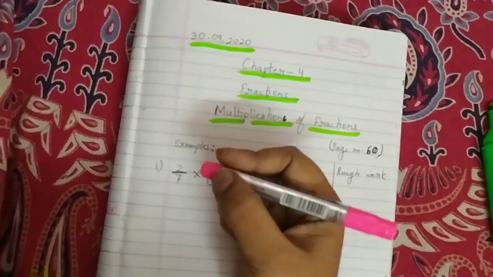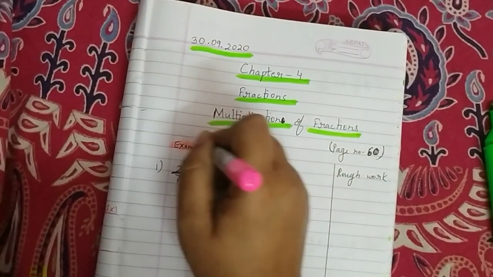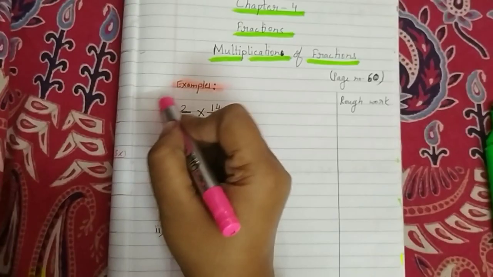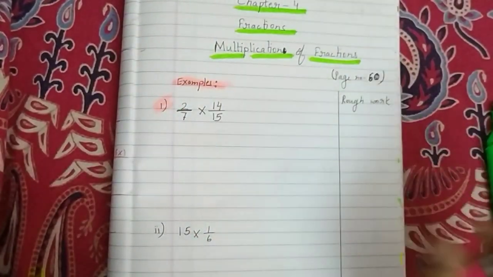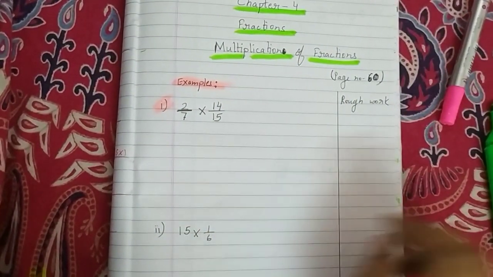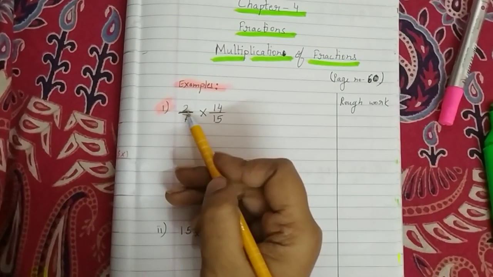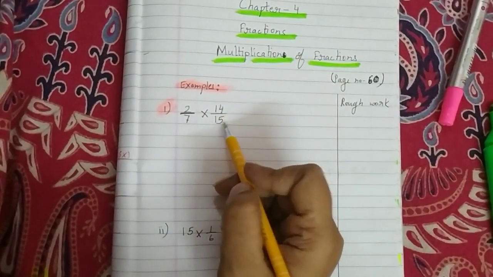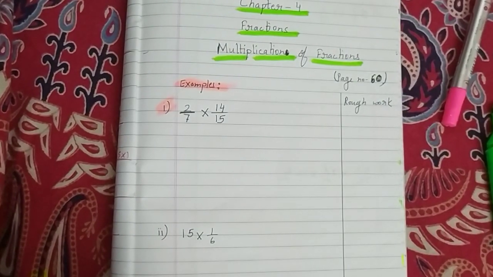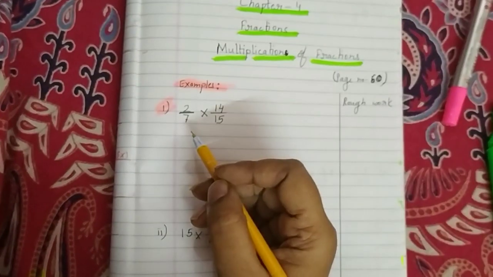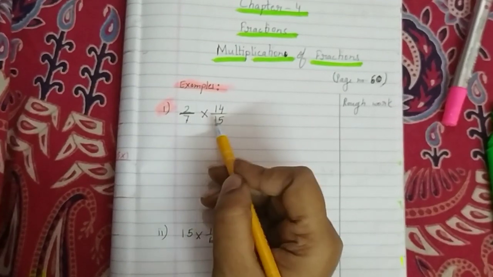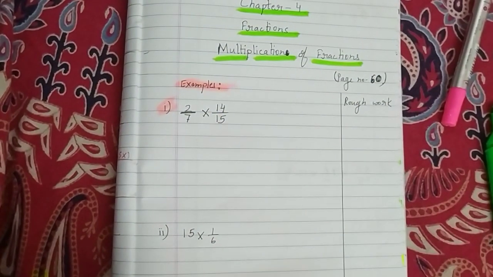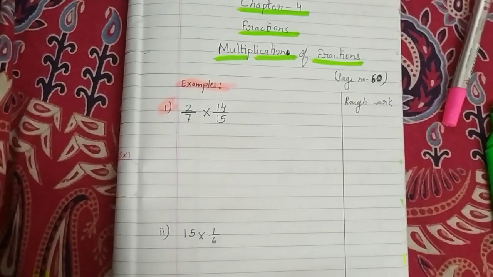Now children, let's see the first example. Our first example is 2 upon 7 multiplied by 14 upon 15. Our first multiplication statement is 2 upon 7 multiplied by 14 upon 15. Okay, so children, what do we have to see?